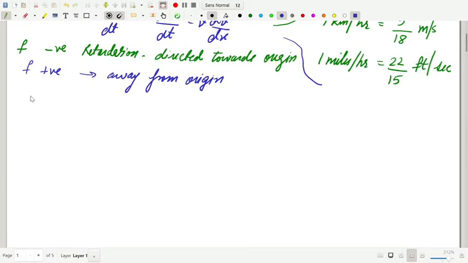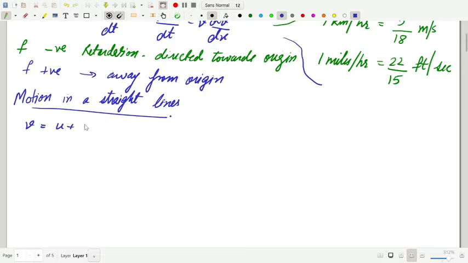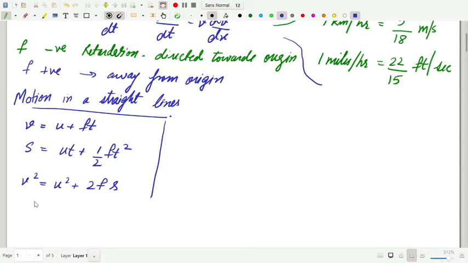Now, motion in a straight line. Newton's formulas basically are: v is equal to u plus ft. Second, s, distance, is equal to ut plus half ft square. Third, v square is equal to u square plus 2fs. Some of the formulas.